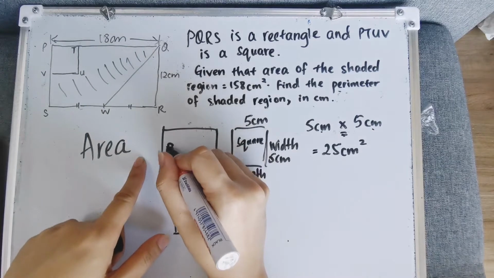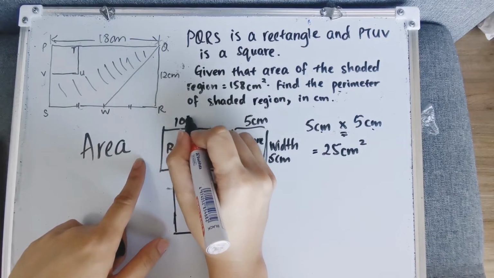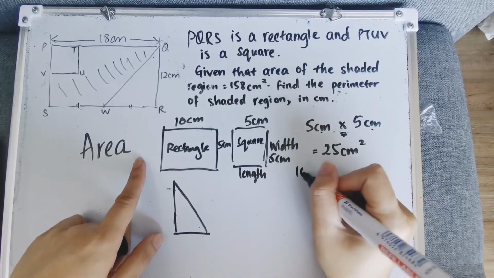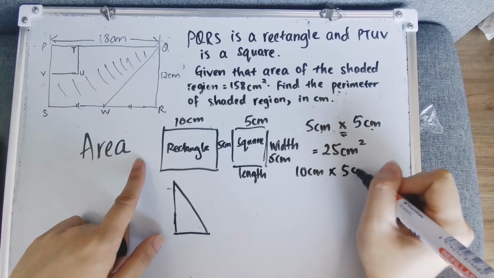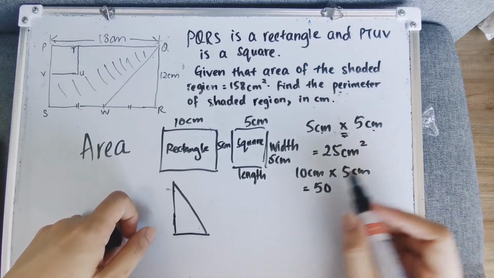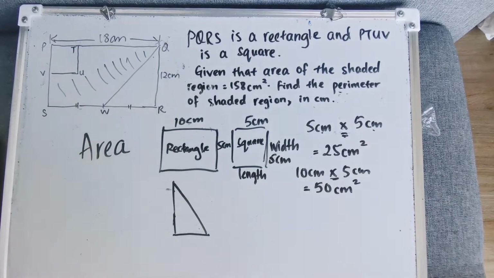If this is a rectangle, let's say this is 10, this is 5. So 10 cm times 5 cm, 10 times 5 is 50. Because this is times, you have 2 cm, so it's cm square.